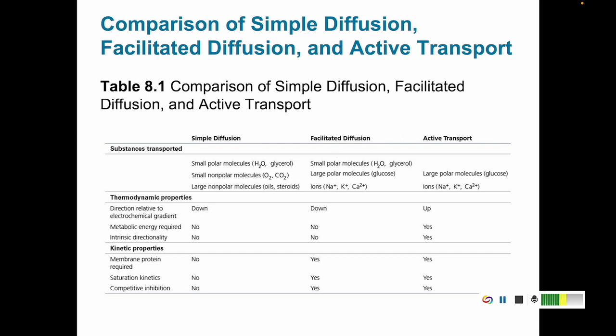It is still moving down its concentration gradient, down its electrochemical gradient. So it's still moving from where you have a lot to where you have a little, to come to an equilibrium across that gradient, across that membrane. Because it's moving down the concentration gradient, it does not require any energy. It doesn't have any intrinsic directionality. It is going to go whichever direction will bring it to equilibrium.